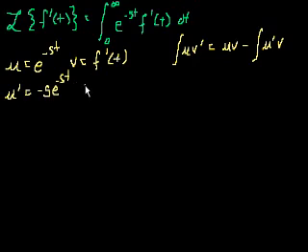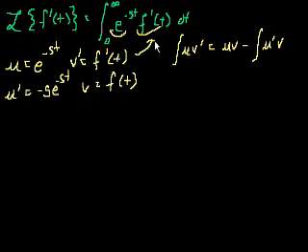Oh sorry, this is v prime, right? V prime is f prime of t. So v is just going to be equal to f of t. Hope I didn't say that wrong the first time. But you see what I'm saying. This is u, that's u, and this is v prime. And if this is v prime, then if you take the antiderivative of both sides, then v is equal to f of t.